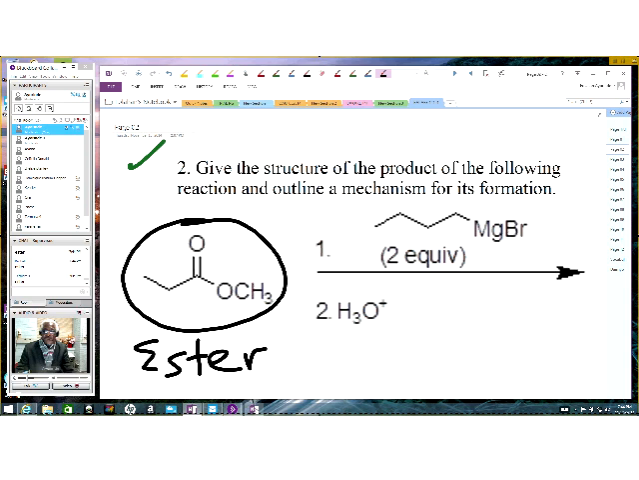Now, we also know that here we have a Grignard reagent. Okay, so now the question that I want to ask you. When a Grignard reagent reacts with an ester, what class of compound do you get? Once again, this is a case of knowing your reagents and what they do.